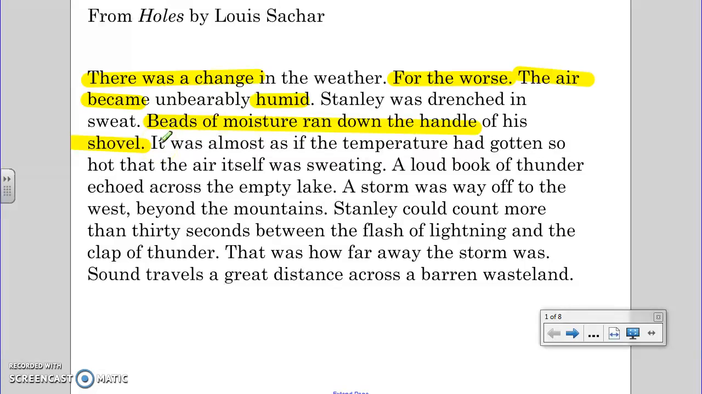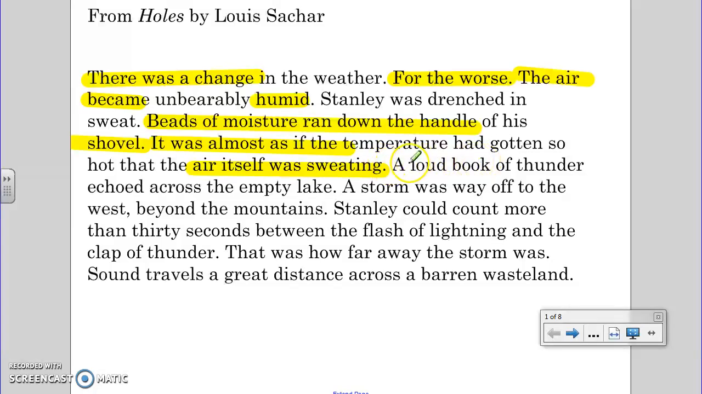We're almost going to keep this. We're also going to keep here, "It was almost as if," and then we're going to keep "the air itself was sweating," because that sounds very poetic. It was almost as if the air itself was sweating. And we're going to get rid of "the temperature had gotten so hot," because that's a little bit more specific to this and maybe doesn't sound as poetic as some of the other stuff does.